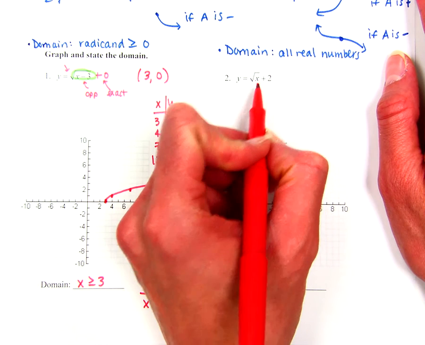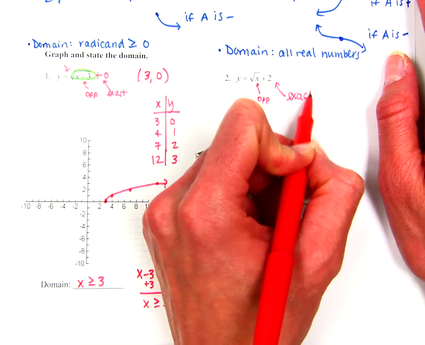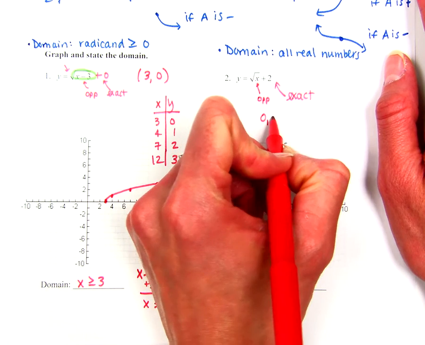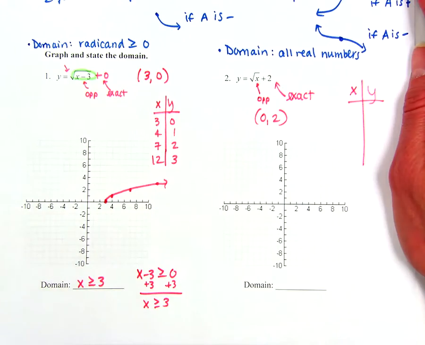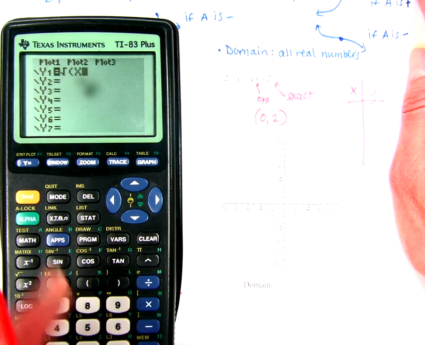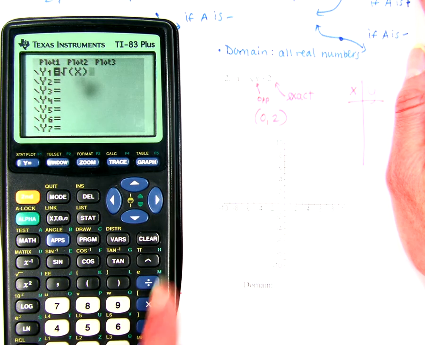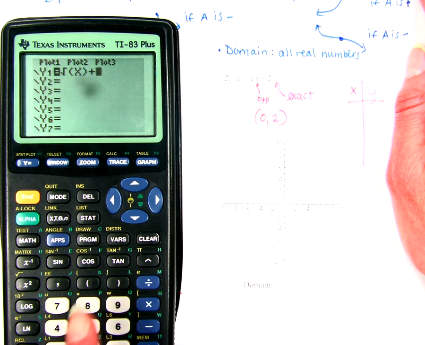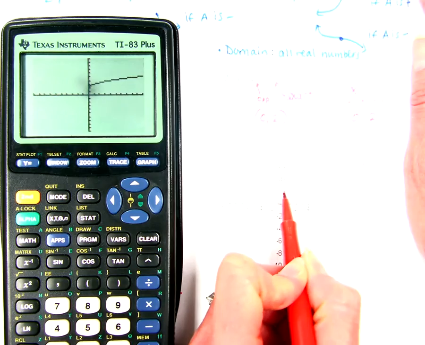So you look at the number that's the opposite in here and exactly the number that's outside. So that tells me I'm going to start at 0, 2. So I'm going to make my table of values. If I've got the square root of x, make sure that you close the parentheses, or if you have the new calculator, you hit the right arrow to get out of the radical, and then add 2. So we know we're going to start at 0, 2, and that's what it looks like over here.